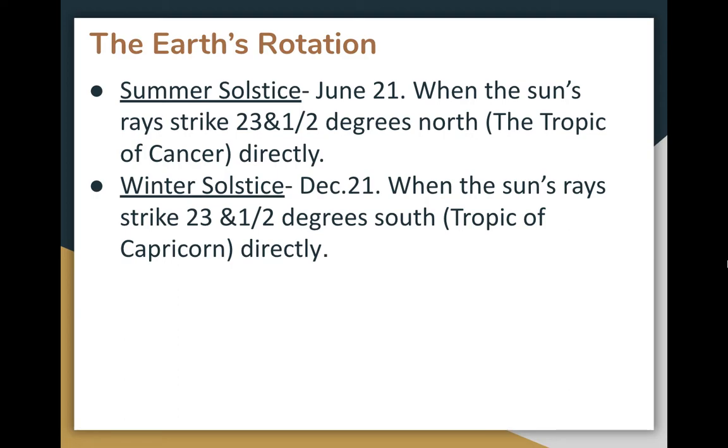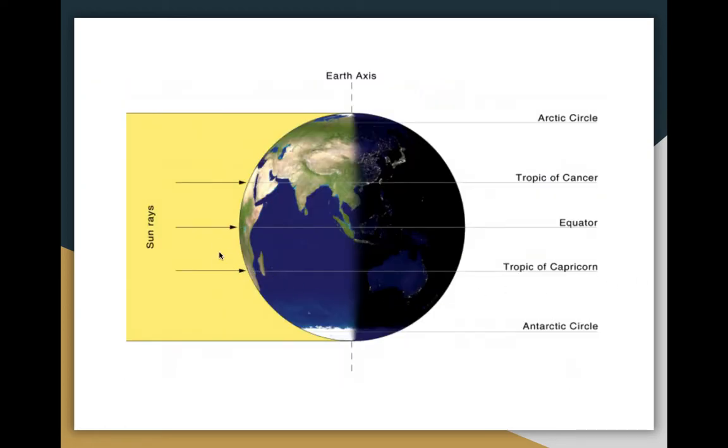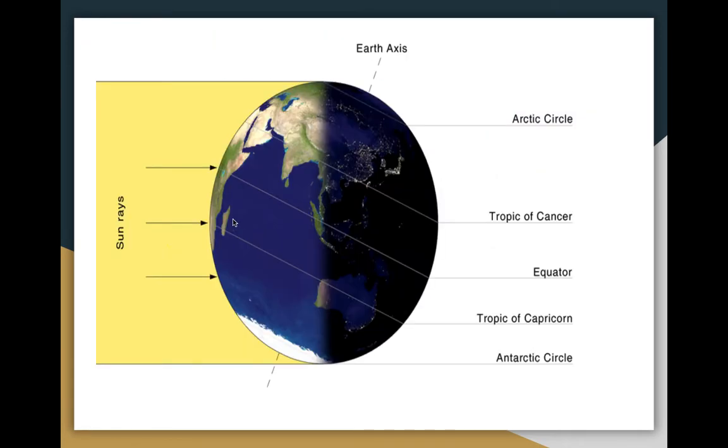The summer solstice is June 21st, and this is when the sun's rays strike 23 and a half degrees north. That's the Tropic of Cancer directly. Where we saw here, it was hitting the equator directly. During the summer solstice, you can see it's directly hitting. I'm sorry, this is the winter solstice right here. But during the summer solstice, it would be directly hitting the Tropic of Cancer.